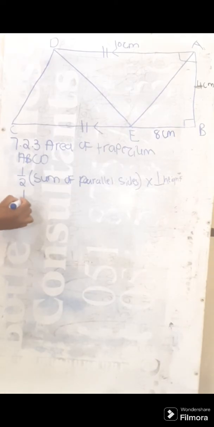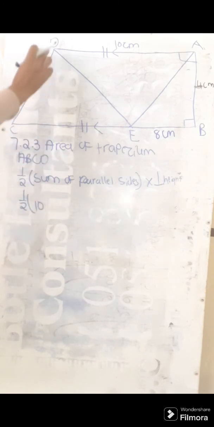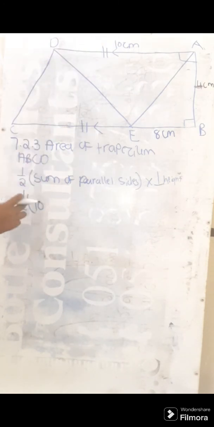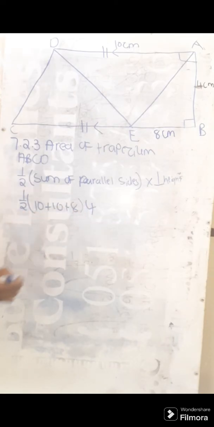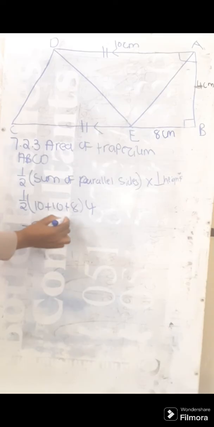So this will be 1/2. This DA is 10, and then here CE will also be 10 plus the EB 8, and then the height is 4. When you put that into the calculator, you will get 56 centimeter squared as the area of the trapezium.